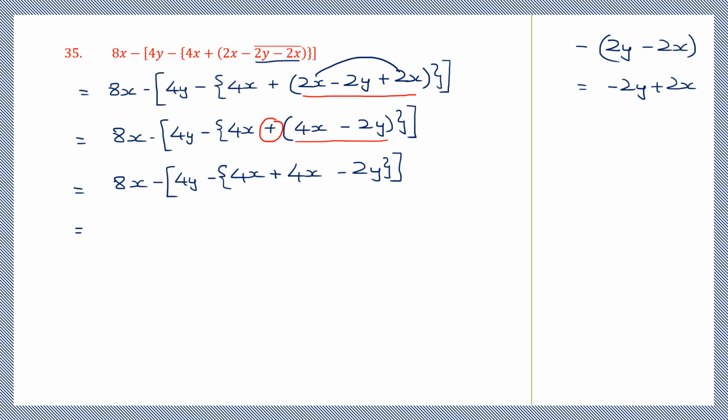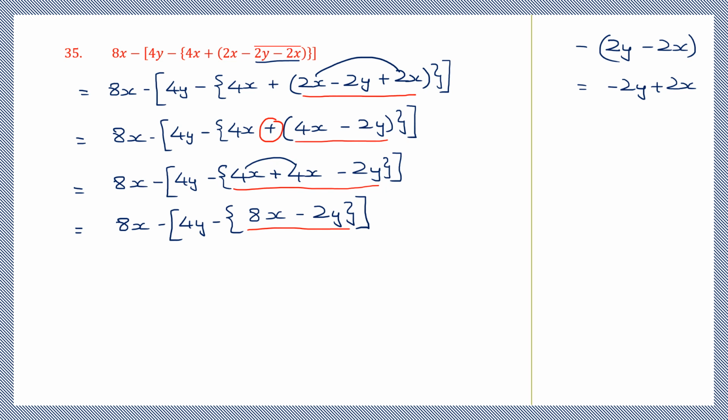So now we need to simplify what is inside the curly bracket before removing it. So 8x minus 4y minus curly bracket 4x plus 4x. 4 plus 4 is 8. 8x minus 2y. So we have finished simplifying what is inside the curly bracket. Now we can remove the curly bracket. So 8x minus 4y. So again, before removing, don't forget to check the sign. Sign is minus here, so change all the signs. So minus 8x plus 2y. Curly brackets are removed. We have only the square bracket.